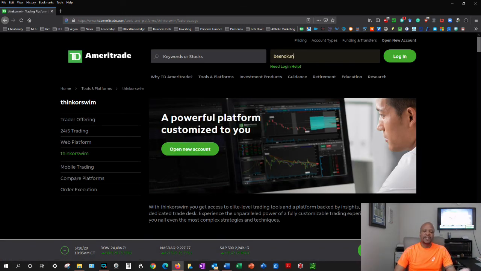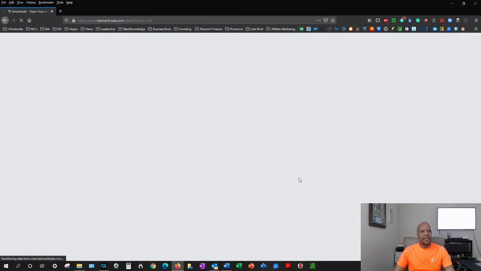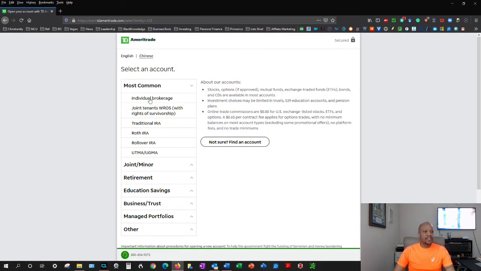Now what you'll have to do is open up a new account. The good thing about dealing with TD Ameritrade is you don't have to fund the account immediately, but you will need to open up an account in order to have this application downloaded on your machine, or you can use it through the internet. So just go and open up a new account. The best thing to do is probably open up an individual brokerage account, which is just going to give you that basic account to be able to use the application.